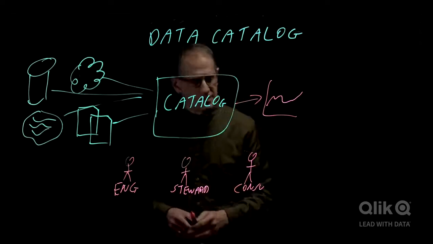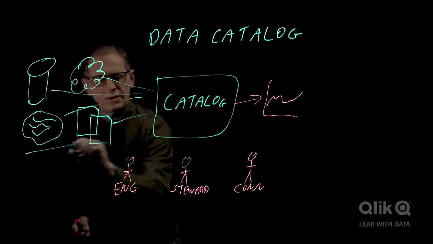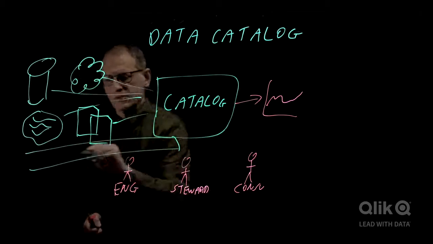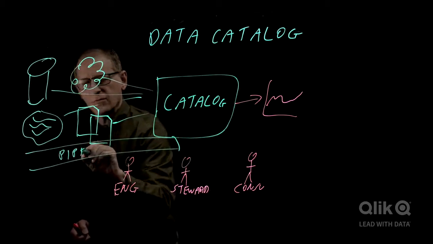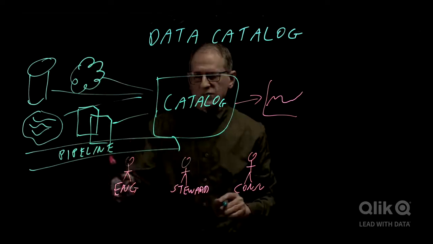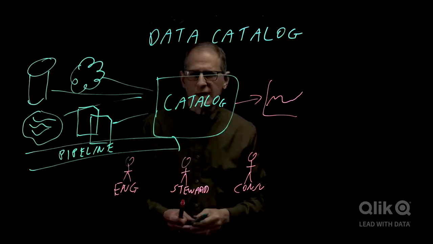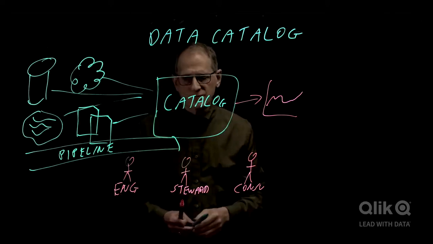One thing to keep in mind is that this catalog can be part of your overall data pipeline. Perhaps you have a pipeline where you're doing more than just replicating data and transforming data. The end of that pipeline should be the catalog. So keep that in mind. The catalog doesn't have to be by itself.